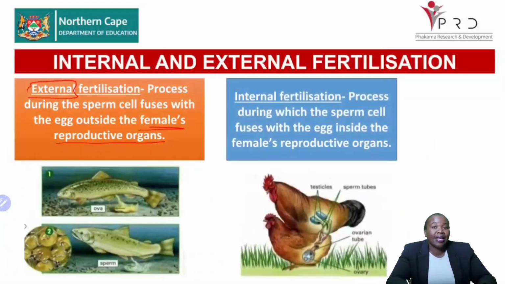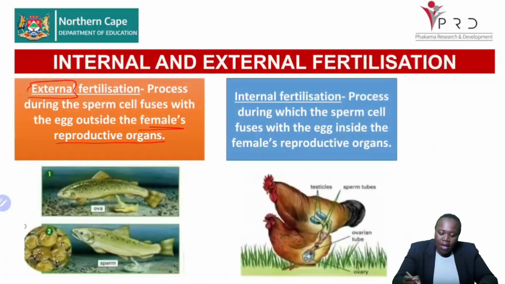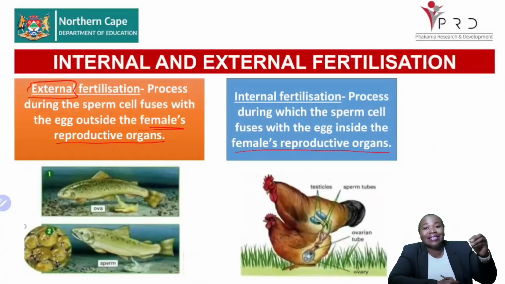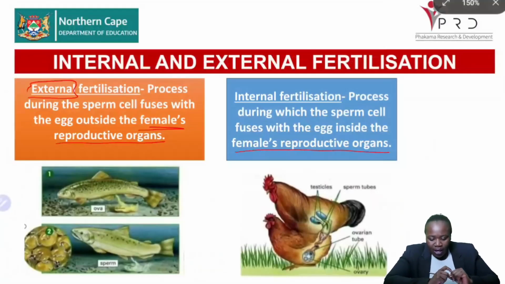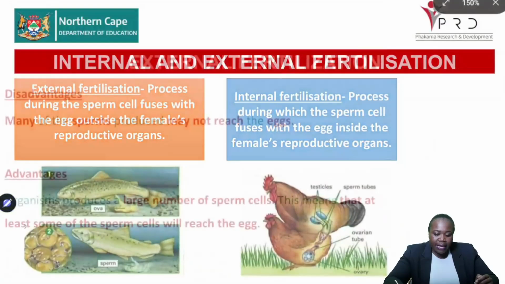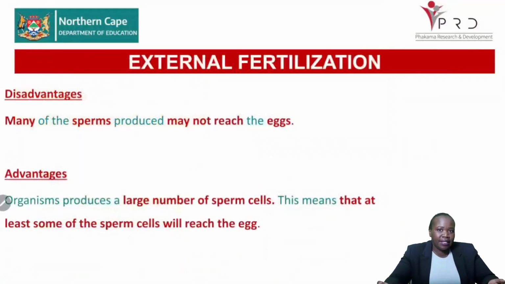Now, moving on to internal fertilization, the process during which the sperm cell fuses with the egg cell inside the female's reproductive system. Now here it's inside the female, not just inside, but inside the female. So with this one, you would see that it means that sexual intercourse is required for internal fertilization as opposed to external fertilization, whereby the sperm cells are just released into water, and the egg cells are also released into water.